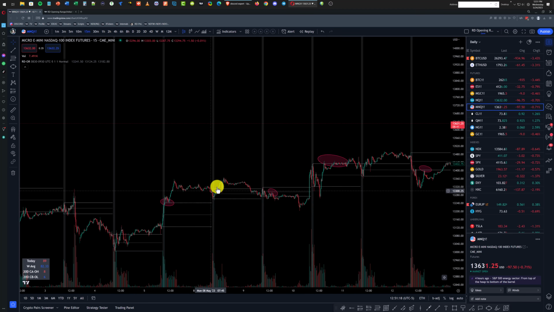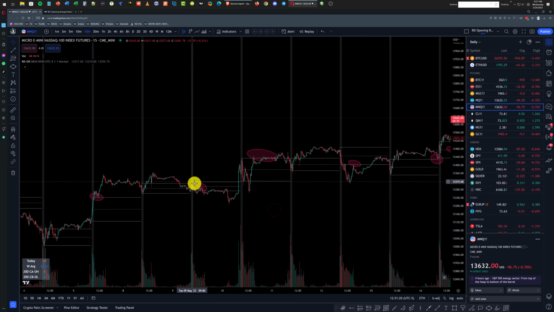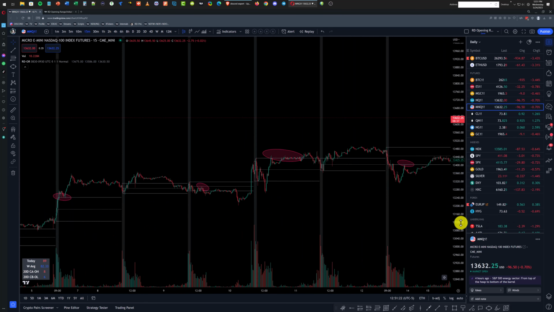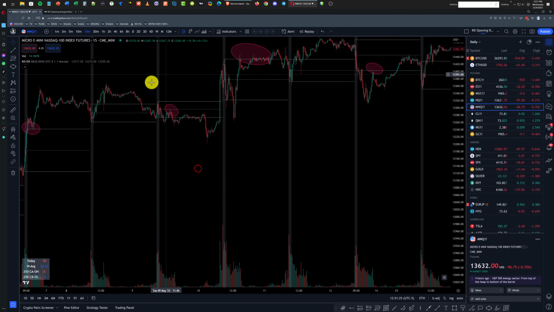You can see here, if we just go to the next one, this one lost the opening range mid. So what this indicator plots is the high, the low, and the mid. You can see it went and tested the 50%, lost that, sold off. And when it actually officially lost the actual opening range low, it sold off again.